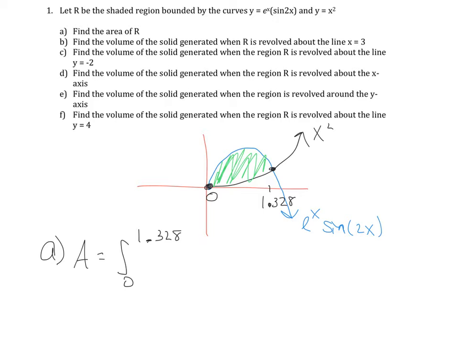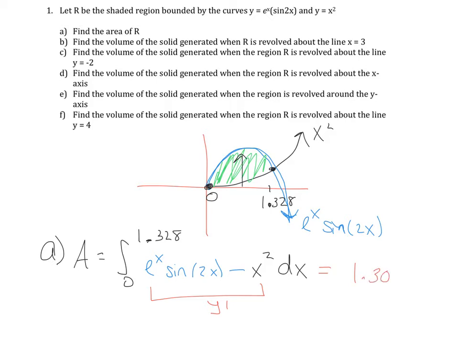Then I need to find the upper and the lower curve so I can subtract them. My upper curve is the x squared. Actually, it's not. My upper curve is the sine curve, because that's the blue curve. This blue curve is the upper curve. So it's going to be e to the x sine of 2x minus the lower curve, which is the black curve, x squared dx. I'm going to put this whole piece into y1, and then I'm going to press second calc 7 and calculate the area. That'll give me a value of 1.306.